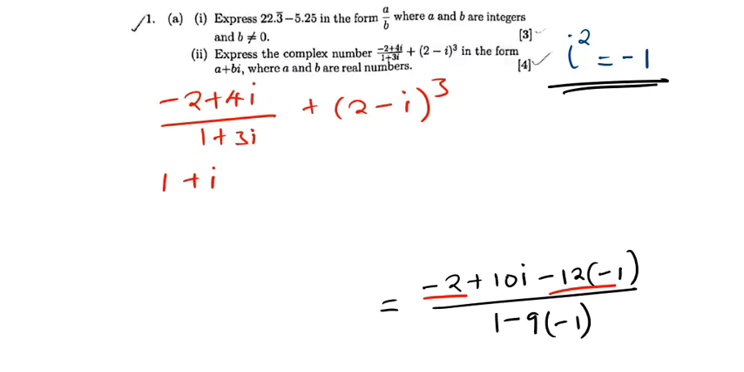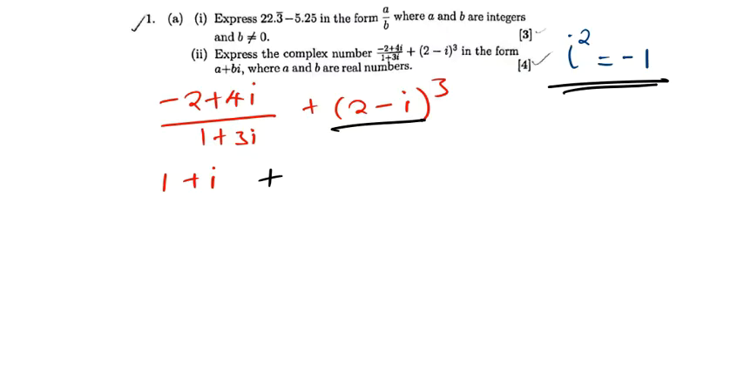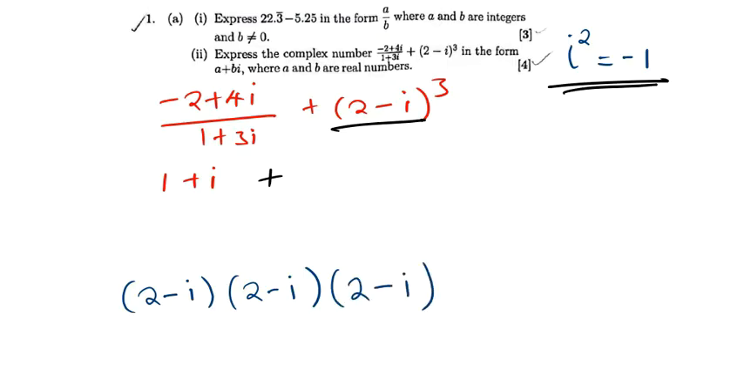And then we have to add this part. So we can also try to simplify that part. I'm hoping it can also simplify. So 2 minus i, open brackets 2 minus i. So we're multiplying that 3 times. That's what it means when you raise to the third power. It means multiply whatever is in the brackets 3 times by itself.